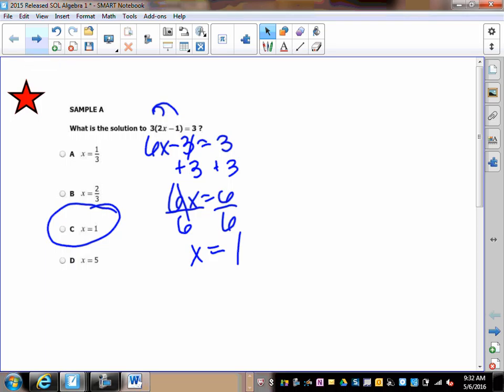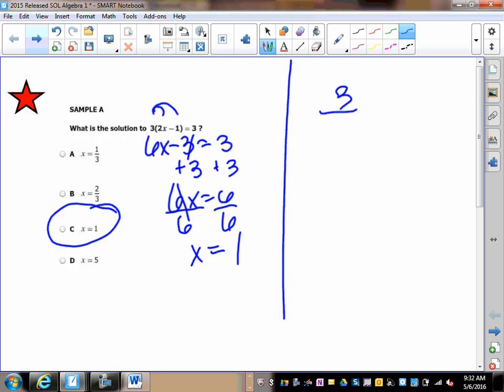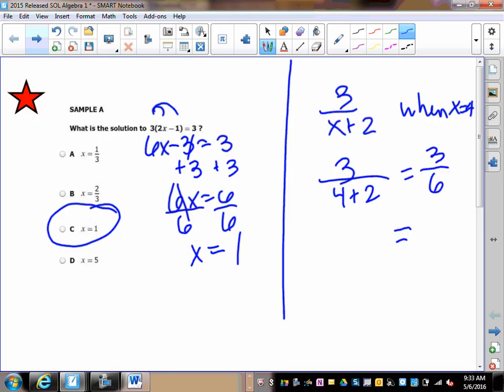It says, what is the value of 3 over x plus 2 when x equals 4? All right, so we take 4, put it in, so we get 3 over 4 plus 2, which is 3 over 6, which gives us 1/2. Good. Again, this is another opportunity where you can just take 4, store it for x, and then do 3 divided by parentheses x plus 2. And it would give you 0.5, which we convert to a fraction.